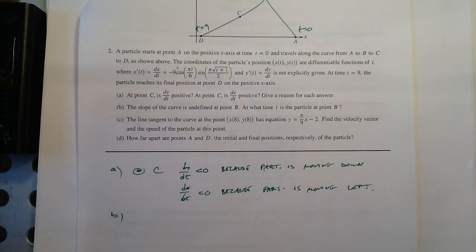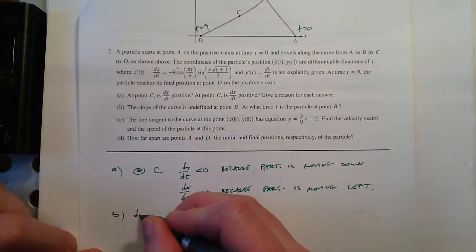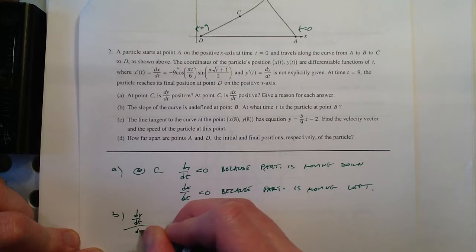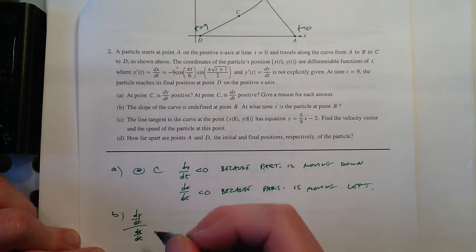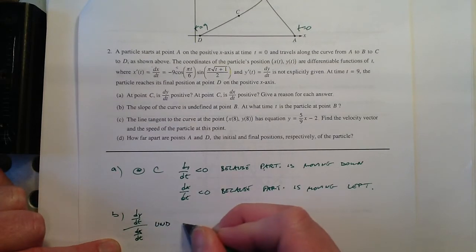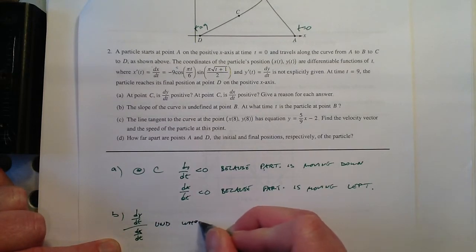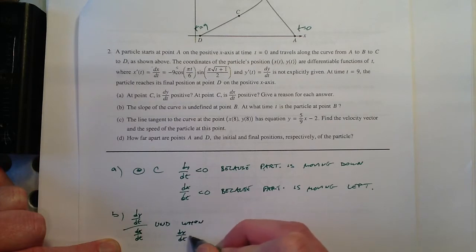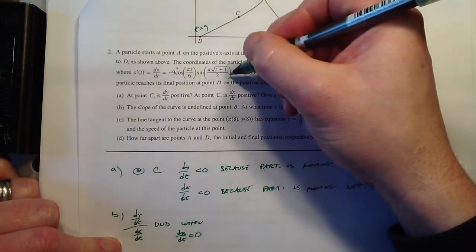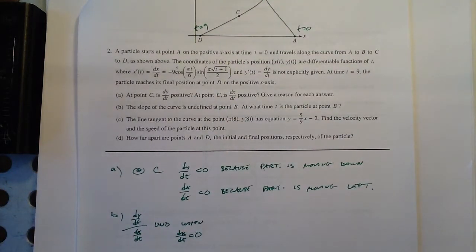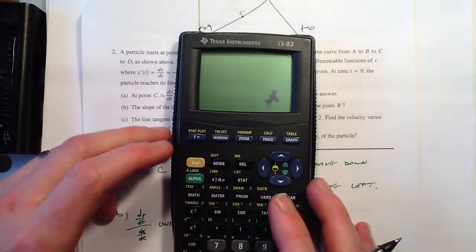Part B, the slope of the curve is undefined at point B. At what time t is the particle at point B? Well, dy dt over dx dt, that's how we find slope, right, when we're doing parametric stuff. So this is undefined when dx dt is equal to 0, right? When dx dt is 0. So here's dx dt. Let's set it equal to 0 and find where that happens.